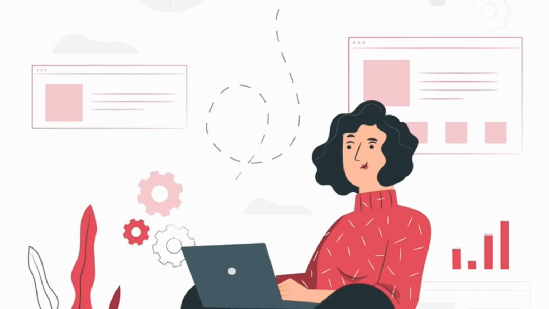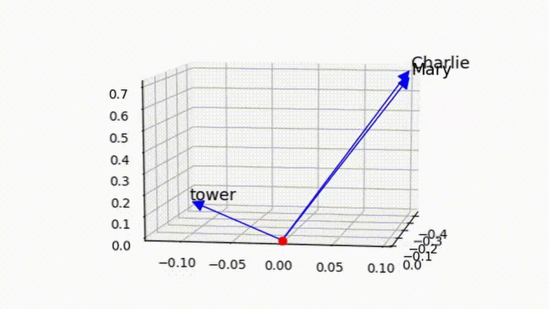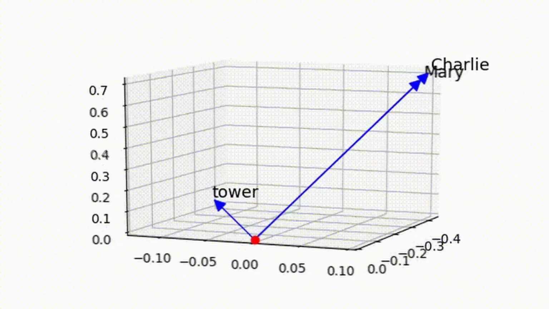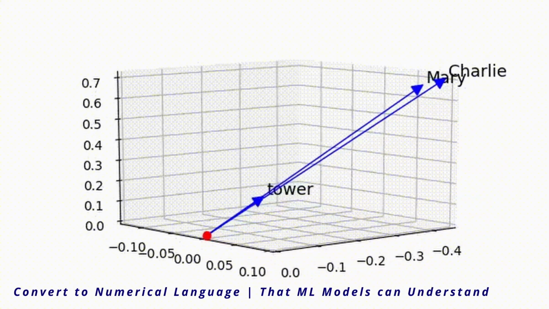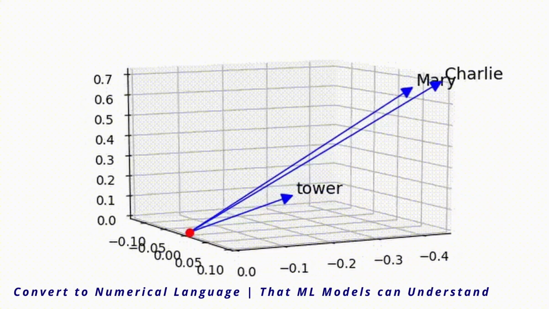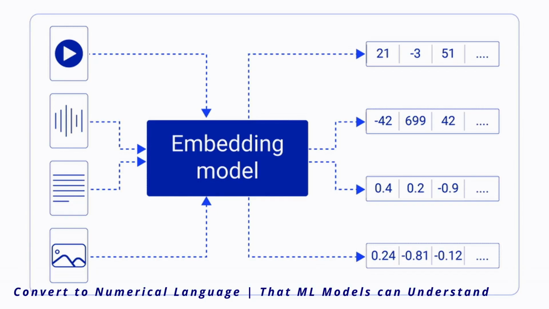So, wrapping this up a bit, we've seen how this quite elegant idea, turning complex stuff into numbers on a map, has become fundamental to AI. Yeah, from search to recommendations, they're everywhere, powering so much. This conversion to a universal numerical language is key.